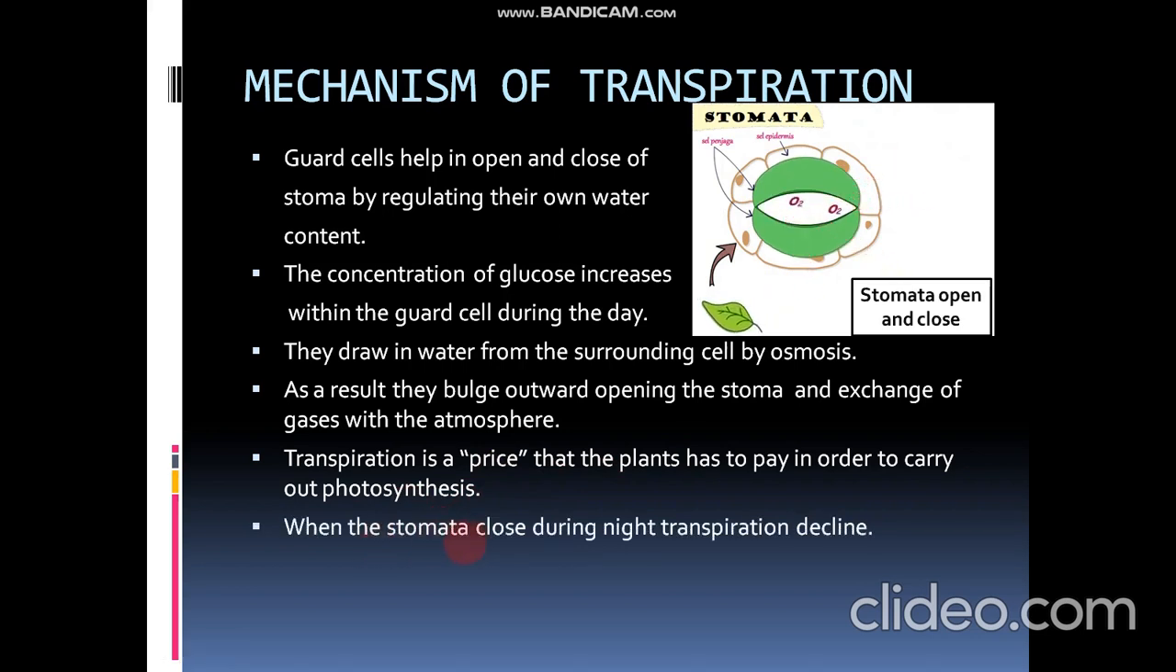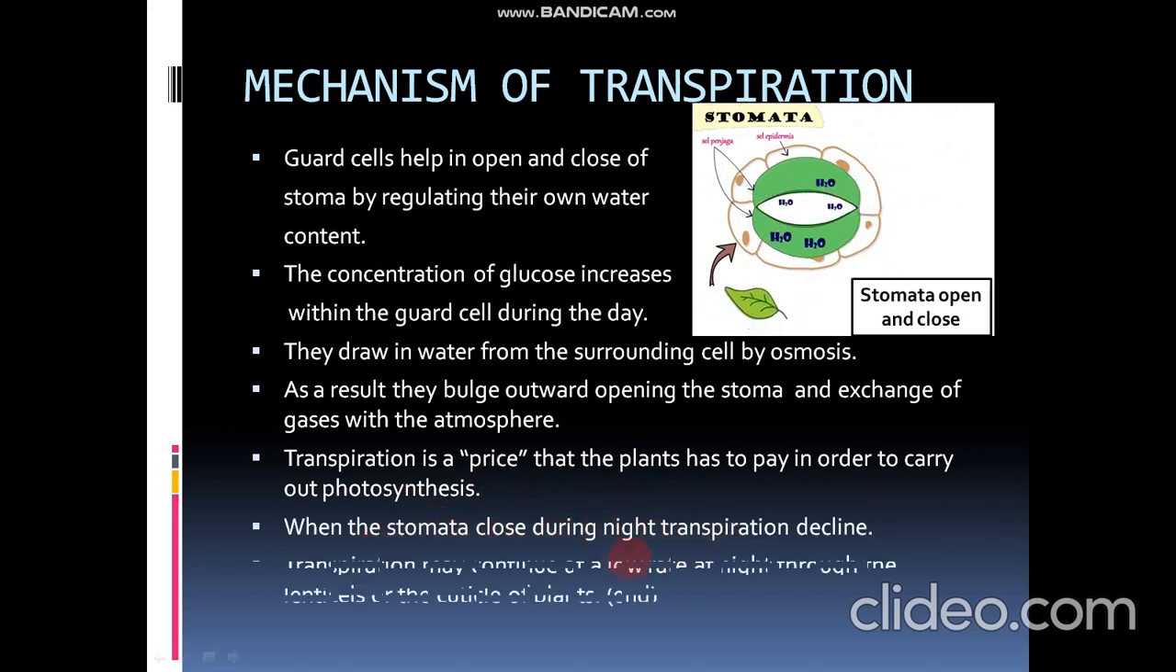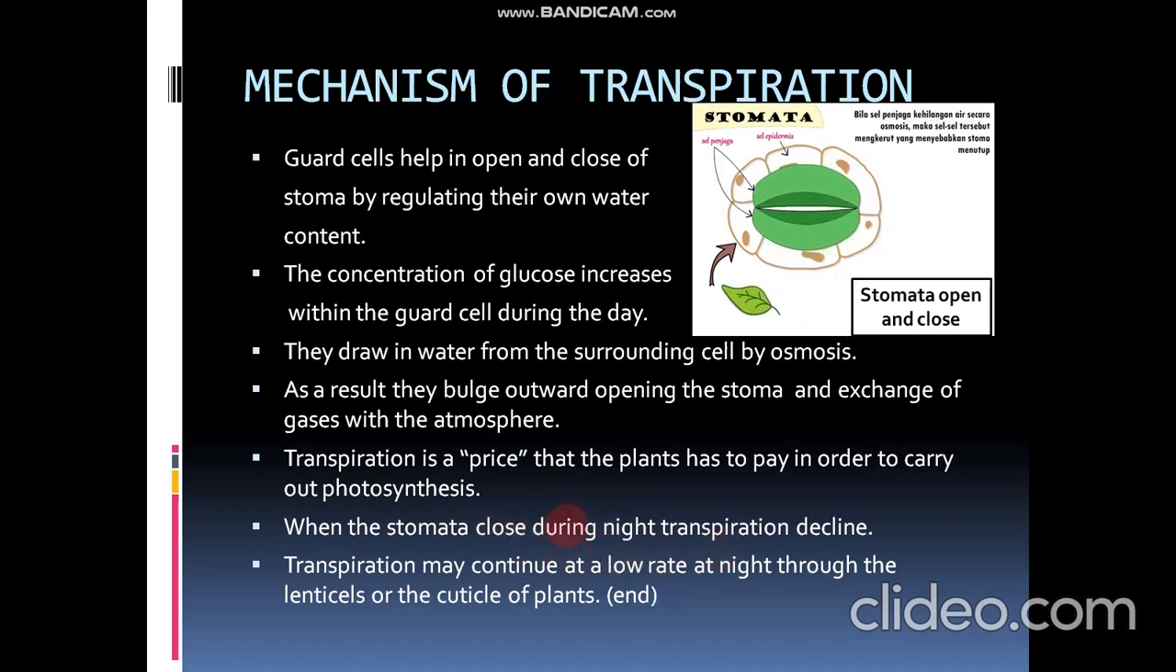When the stomata close during night, transpiration declines, means stops. There is no further transpiration during the night or after sunset. Whenever sunrise comes, it begins. Transpiration declines or stops during the night. Then during the night, respiration happens through the lenticels. Transpiration may continue at a low rate at night through the lenticels or the cuticle.